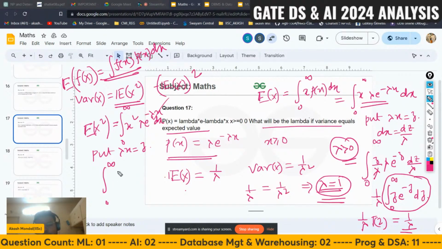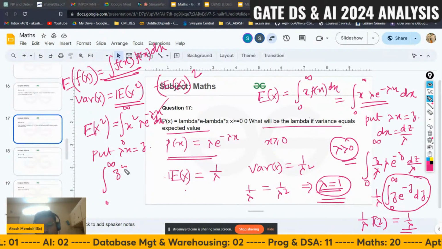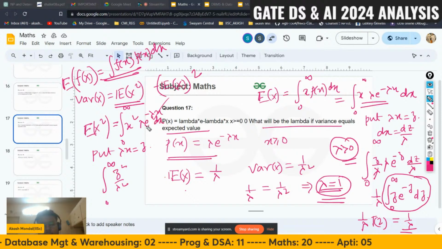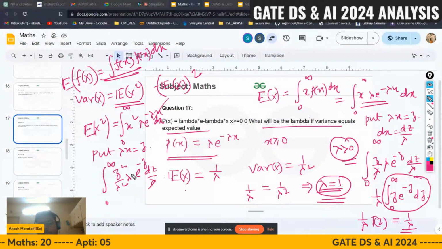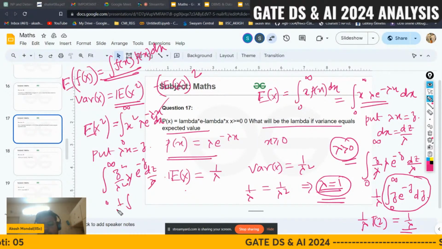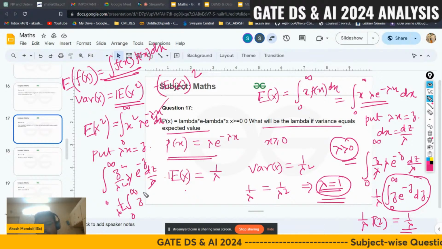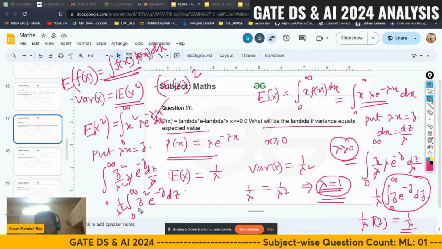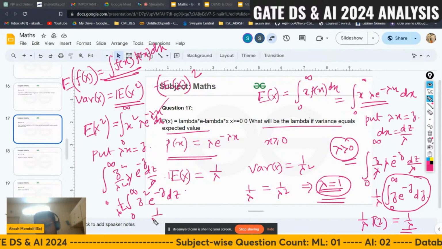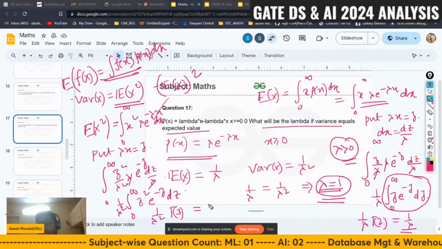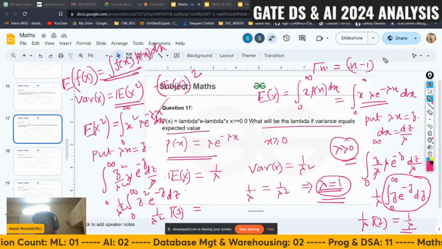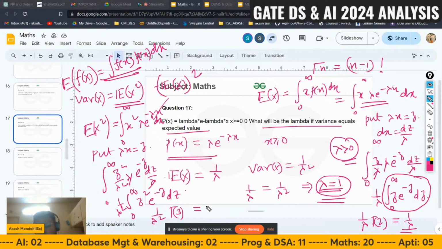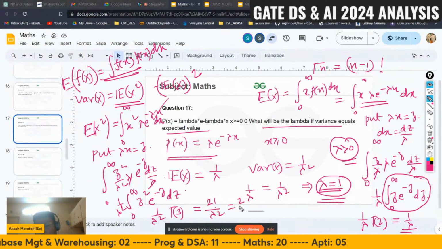So it's going to be 0 to infinity. x square is nothing but z square by lambda square. And again, there is lambda, and e power minus lambda x is e power minus z, and dx is nothing but dz by lambda, right? So you can cancel these two lambdas. So it is nothing but 1 by lambda square integral 0 to infinity z square e power minus z dz. Again, this is a gamma integral, which is 1 upon lambda square gamma 3. The general formula for gamma n is n minus 1 factorial when n is a positive integer. So this is 2 factorial by lambda square, which is 2 by lambda square.